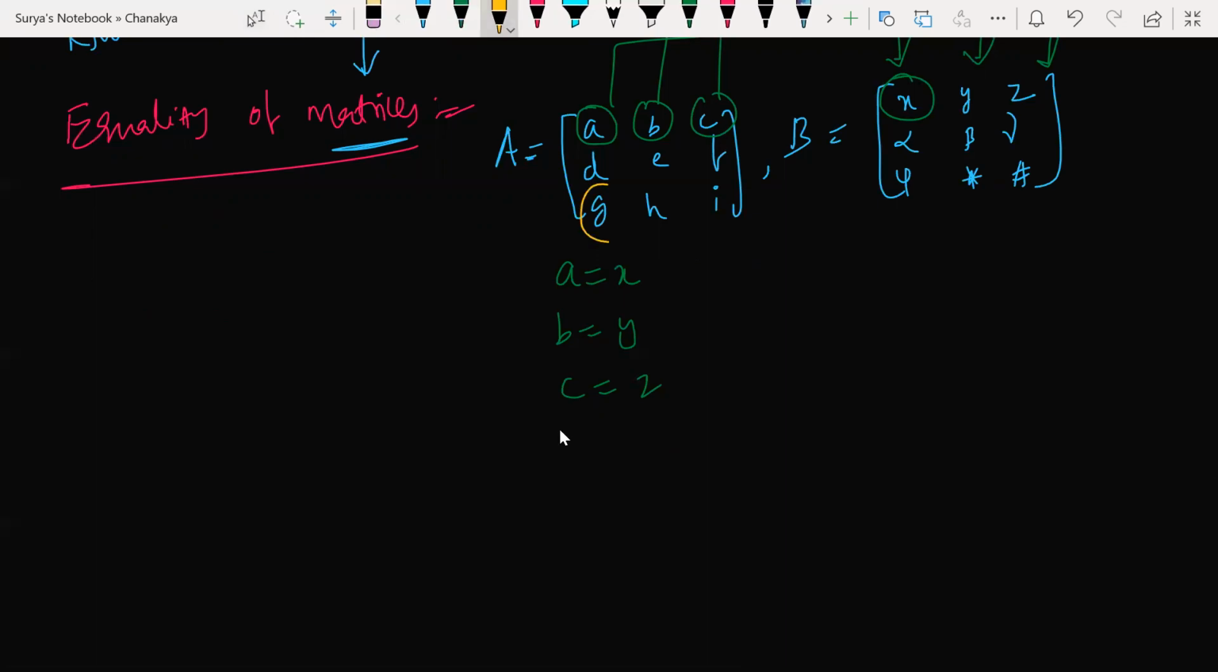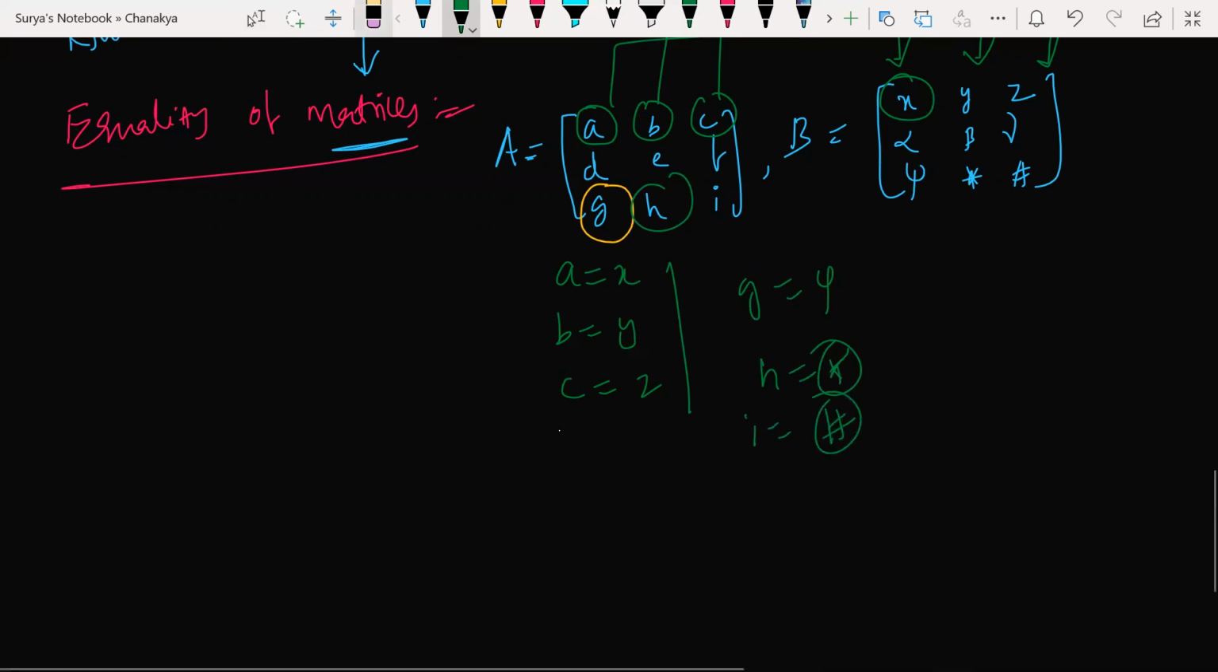Now here G is equal to what? G is equal to psi, isn't it? What is H equal to? Star. And what is I equal to? Your hashtag, that weird looking thing. You understand my point? Yes, sir.